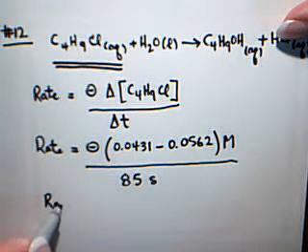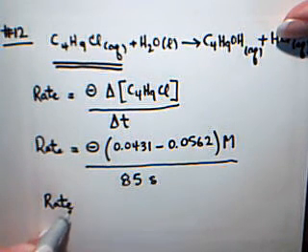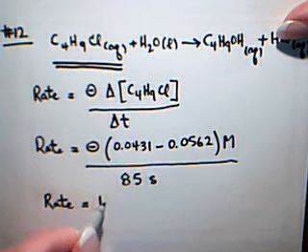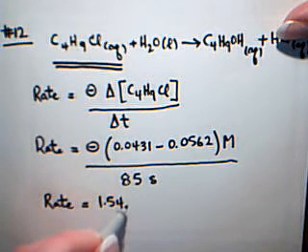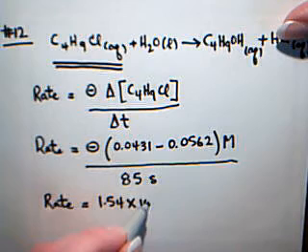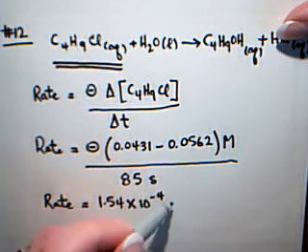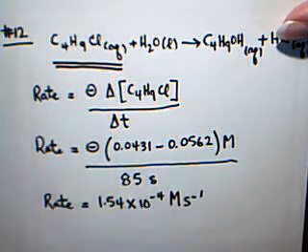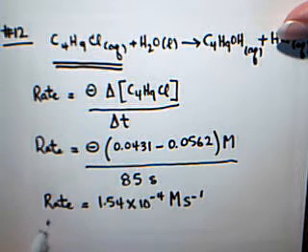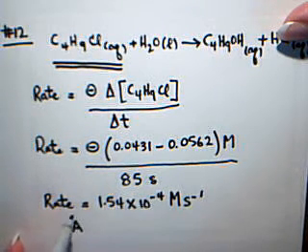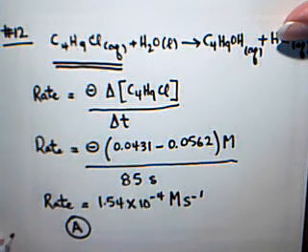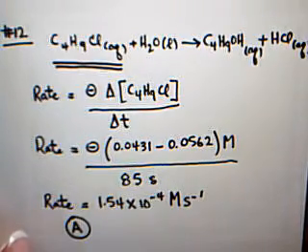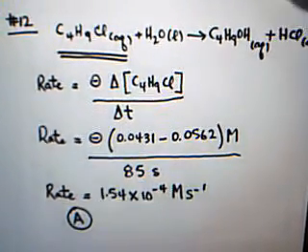And if we just punch that in on the calculator, that comes out to be a positive 1.54 times 10 to the minus 4 moles per liter, capital M, seconds to the minus 1. And if you look on your sheet, that is choice A for number 12. Okay, let's continue actually with number 13.